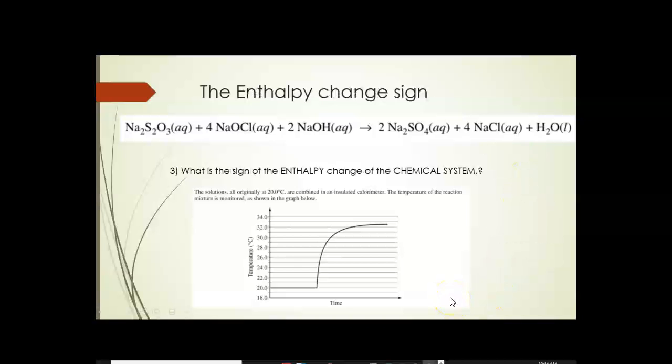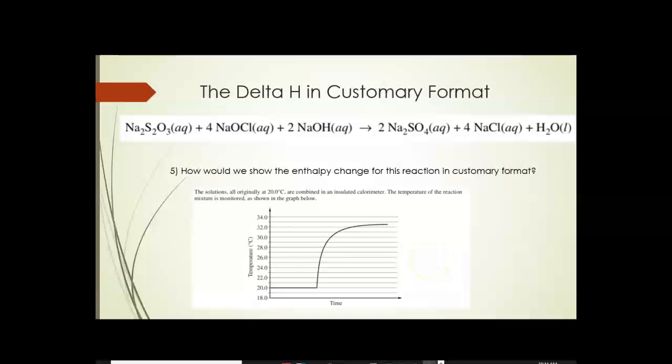What's the sign of the enthalpy change of the chemical system? Well, the system's losing heat to the surroundings. We determined that already. So delta H is less than 0. Remember, the temperature change is positive. That means that the change in the system is negative. Enthalpy change in the system is negative.